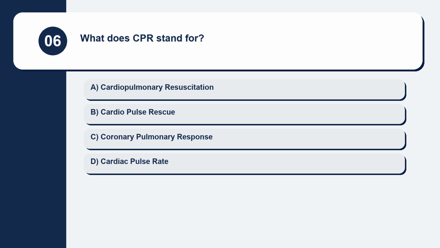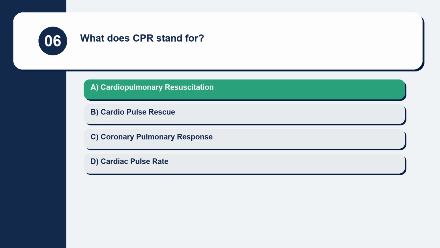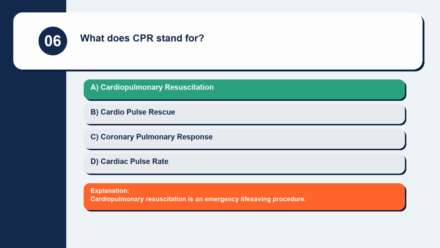Question 6. What does CPR stand for? Cardiopulmonary resuscitation, cardio pulse rescue, coronary pulmonary response, cardiac pulse rate. Cardiopulmonary resuscitation is an emergency life-saving procedure.